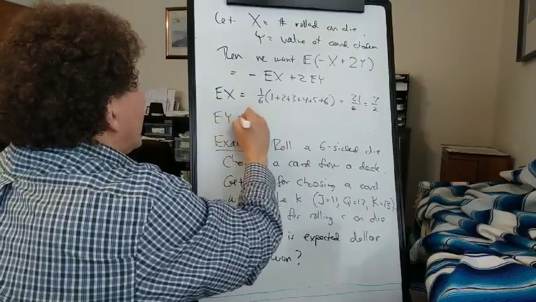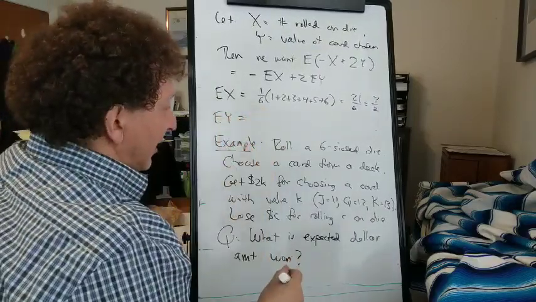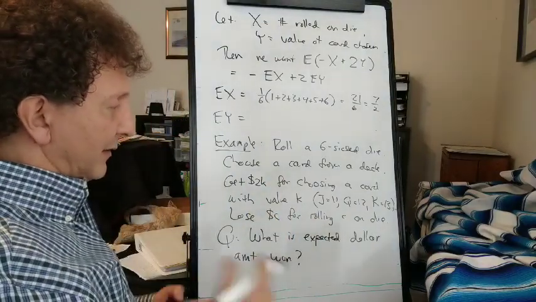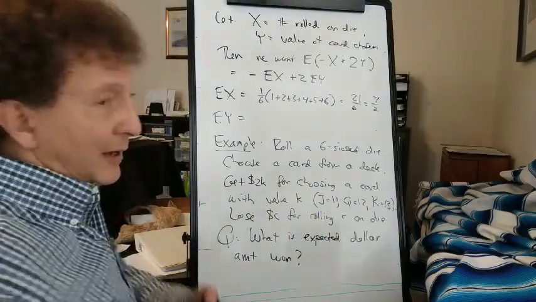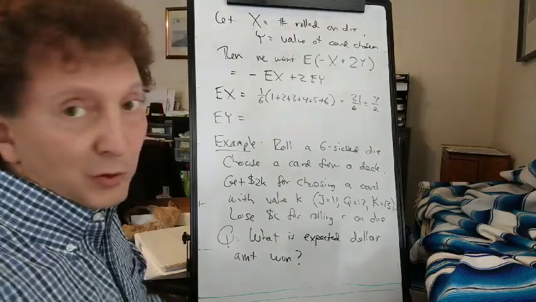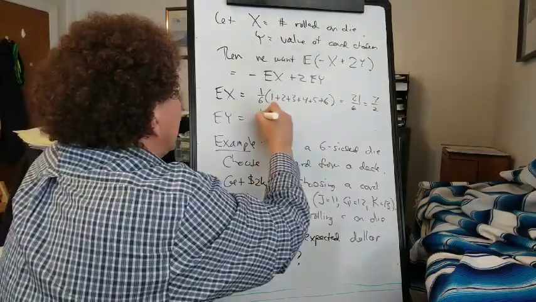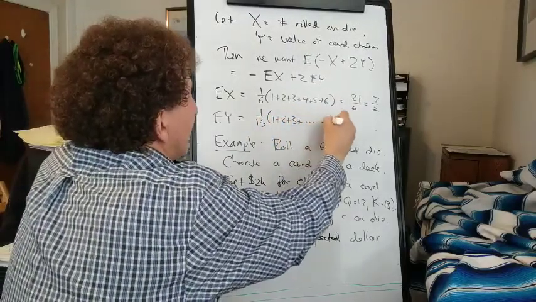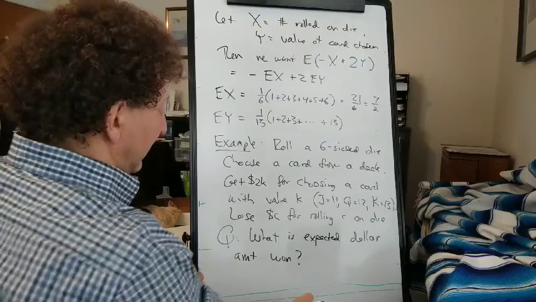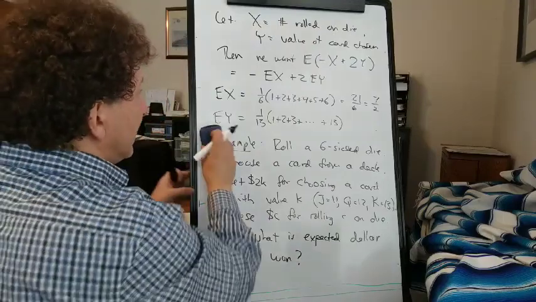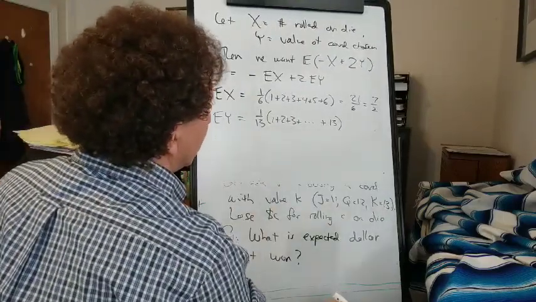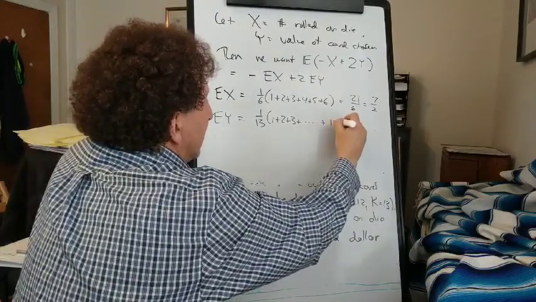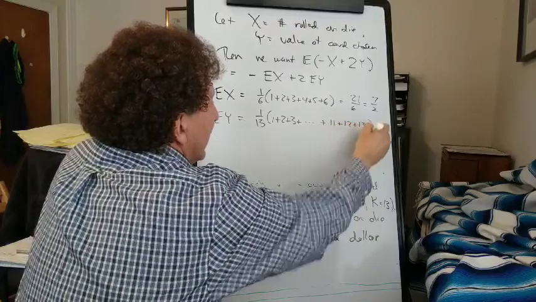The expected value of y is, we've got 13 cards numbered 1 through 13. Of course, there's 4 of each in the deck of 52, but each of the values has probability 4 over 52, which is 1/13, of being chosen. 1 plus 2 plus 3 up to 13. Let's see if we can add that in our heads. I think we can. If I write it out like this.